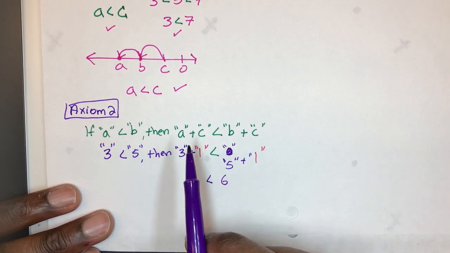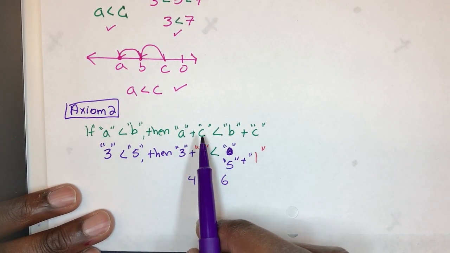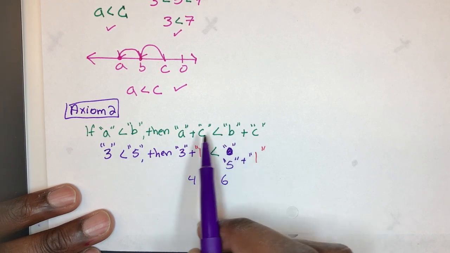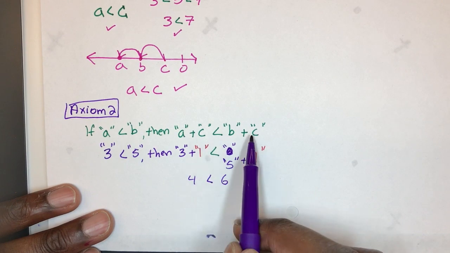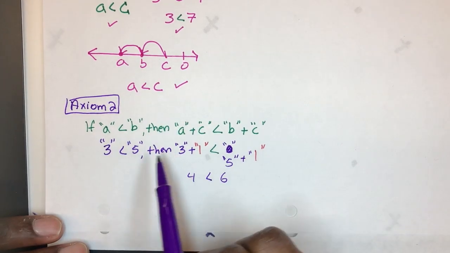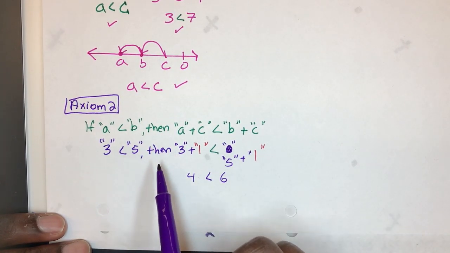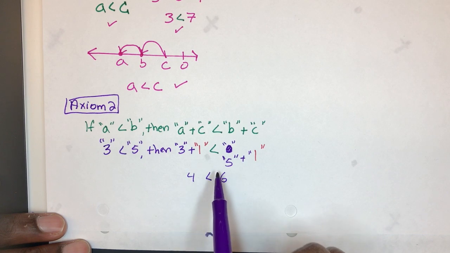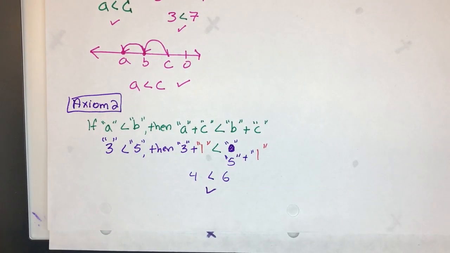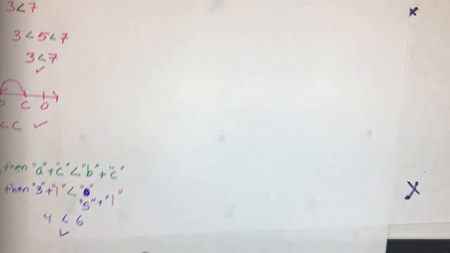If you have some number originally a, and you add a number to it, it will still be less than a number that was greater than a, plus that same number. That's where you get your proportions or ratio form, right? 3 is less than 5. Well then, 3 plus 1 should still be less than 5 plus 1. Is that true? 4 is less than 6? Yep. Great. Now you know the second axiom. We good? Moving on.